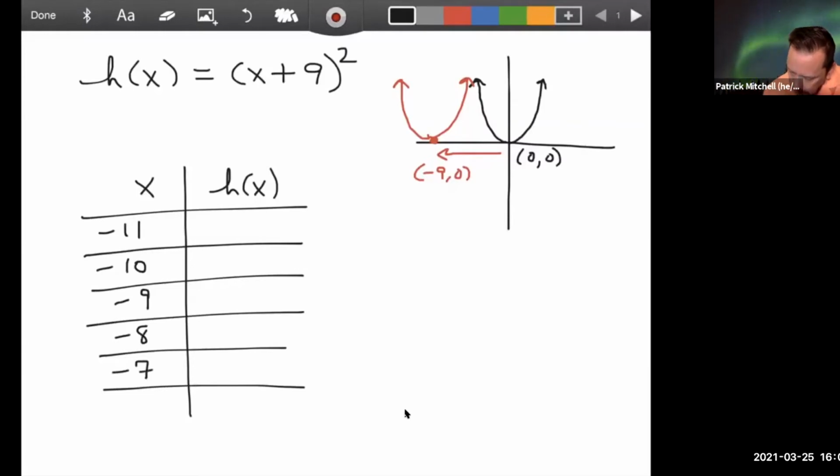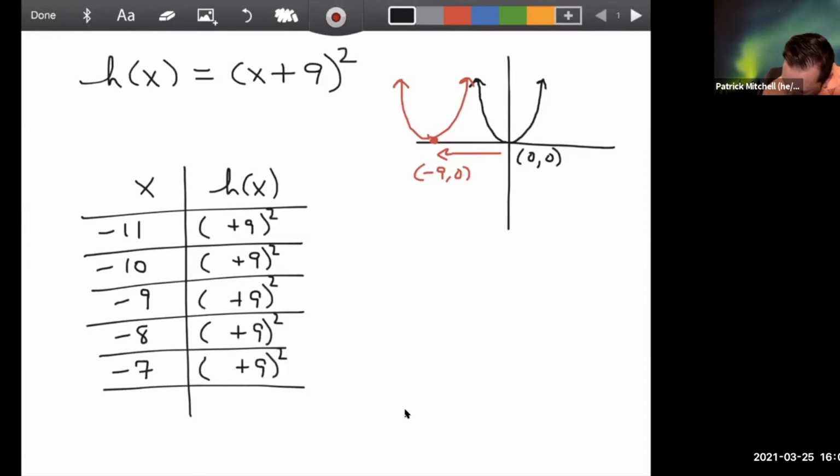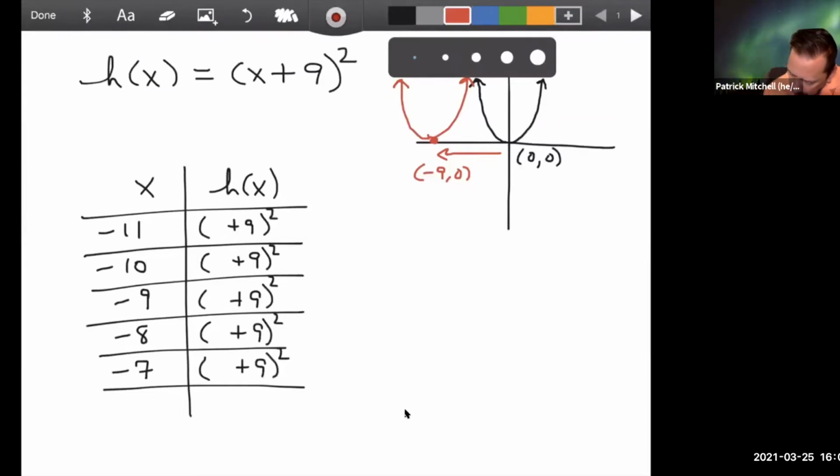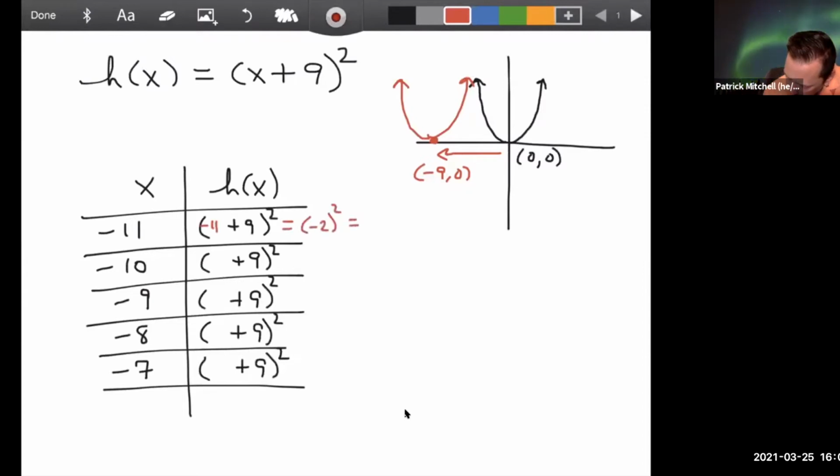Okay. All right, so now if I make a few copies of this function, then I can fill in the values for x. So starting with -11, -11 plus 9 is -2, and the square of -2 is 4. So that is 1 point on the quadratic function. Next, we'll put in -10. -10 plus 9 is -1, and the square of -1 is 1.